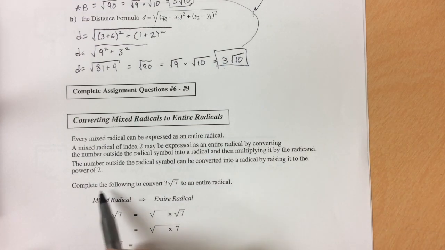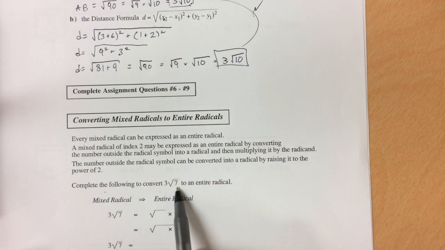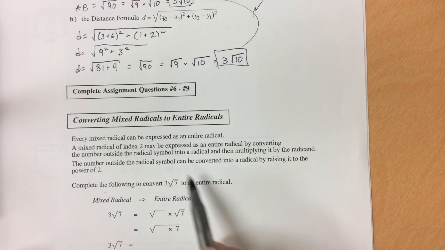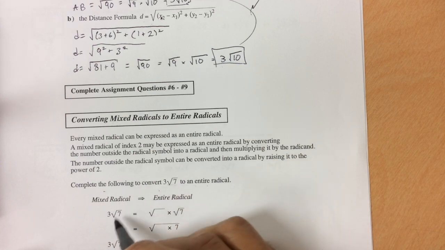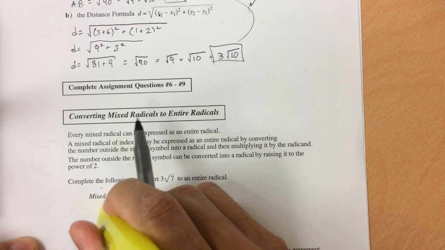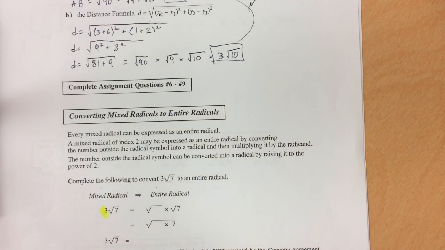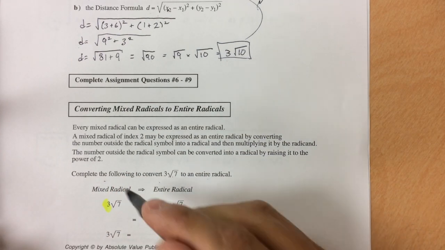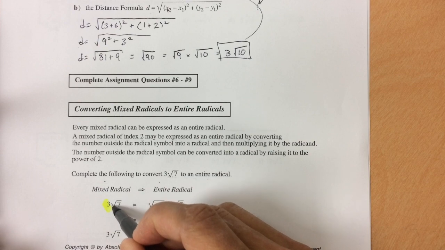So what would that look like? Complete the following to convert 3 square root 7 to an entire radical. The way that's done is you raise the outside number. In this case, my outside number is 3. So I raise that to whatever power is represented in the index. Remember, this is the index here.